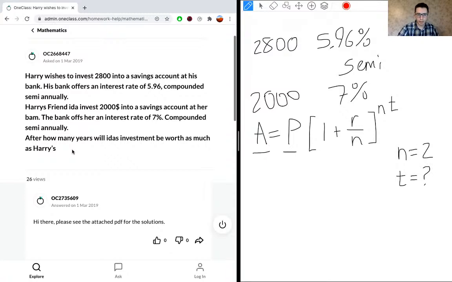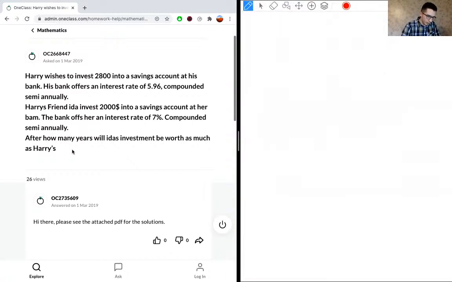After how many years will Ida's investment be worth as much as Harry's? And we want to see at what point will, let's add two more variables. So we'll say AH is equal to AI. So at what point will AH equal AI? So we can clear some space here. And we'll write out as follows.